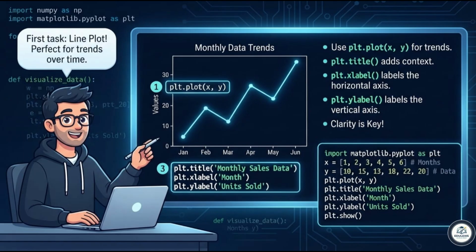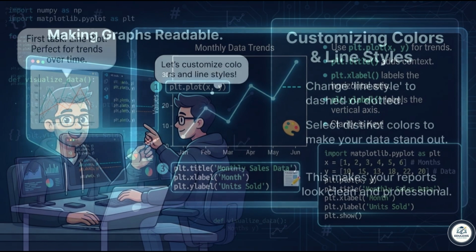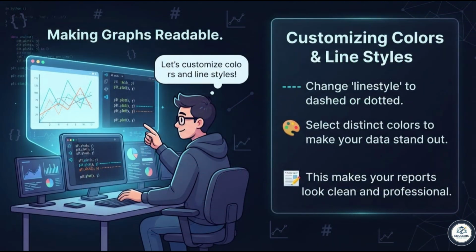Remember, clarity is key. Always add a title, x label, and y label using the title and label functions to guide your audience. A graph is only useful if it's readable. Let's customize colors and line styles. Change a line style to dashed or dotted and select distinct colors to make your data stand out. This makes your reports look clean and professional.